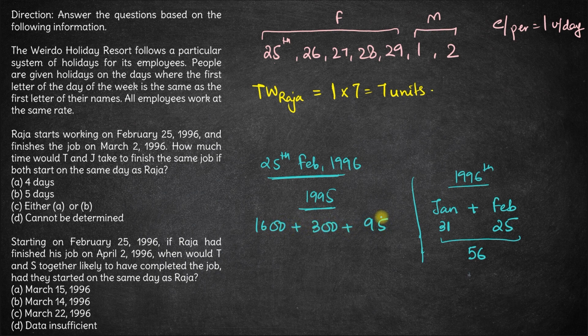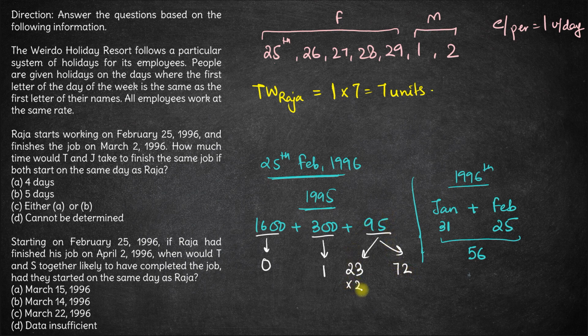the 95 years. Now we know the first 1600 years of the calendar have 0 odd days, the next 300 will have 1 odd day, and for this 95, to calculate the number of odd days, we'll have to first calculate the number of leap years and non-leap years. To calculate the number of leap years, divide 95 by 4, the quotient comes out to be 23, so this is the number of leap years, and the number of non-leap years will be 95 minus 23, which is 72.